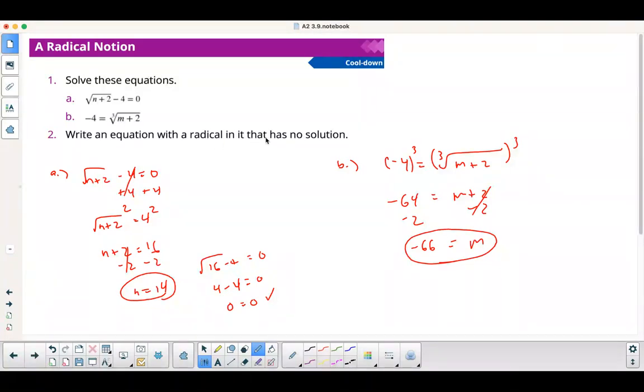2, write an equation with a radical in it that has no solution. So I'll come up here for 2. Really, any radical, x plus 3, I'll say, equal to a negative. Okay, so that would work.